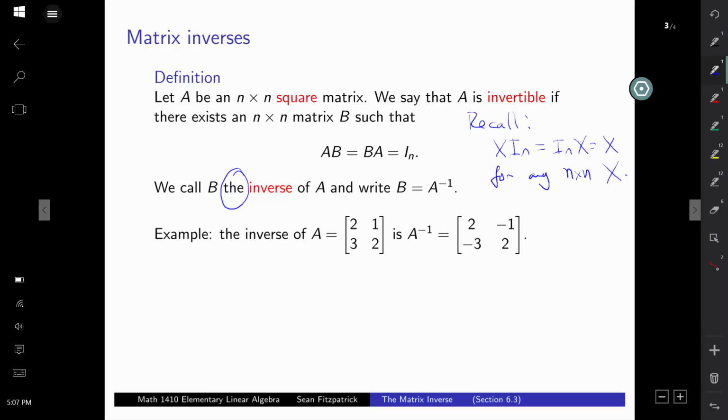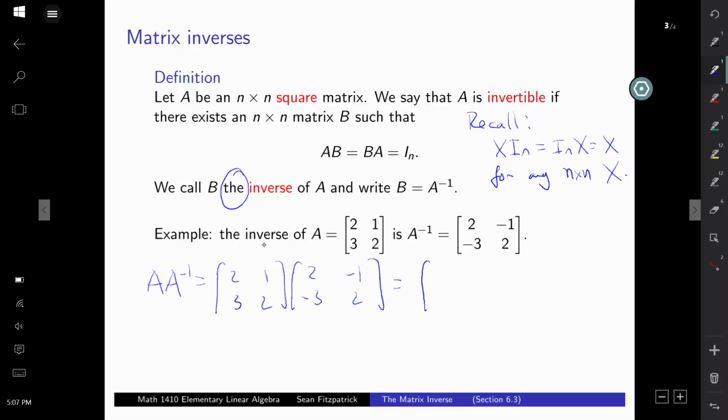So if I wanted to demonstrate to you for certain that this A inverse here is the inverse of A, how do I show that these guys are inverses of each other? Well, I compute A times A inverse. So [[2, 1], [3, 2]] times [[2, -1], [-3, 2]].